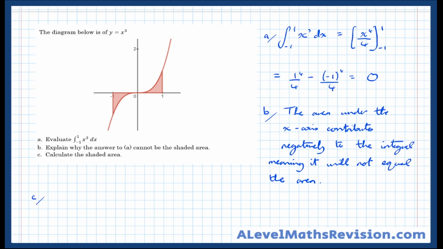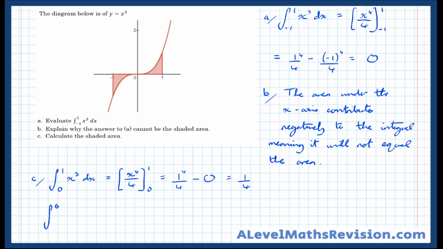And calculate the shaded area. Well, what we need to do in this case, we need to calculate this area here, the positive area, calculate the negative area, and add their sizes together. Ignore the fact that this is negative. So let's do that. So we've got the integral between 1 and 0 of x cubed dx equals x to the 4 over 4 between 1 and 0 equals 1 to the 4 over 4, take away 0, which is a quarter.